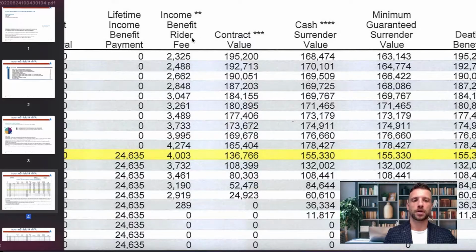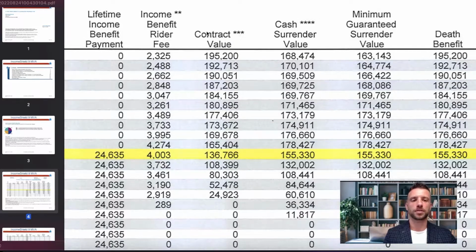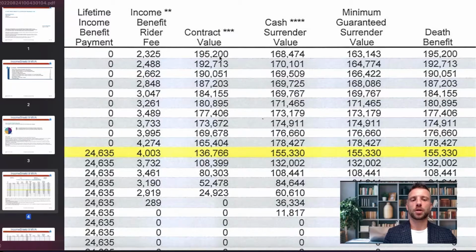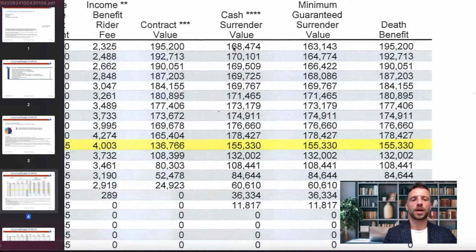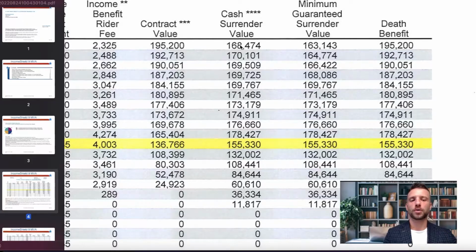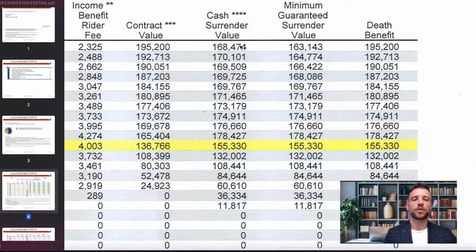We can see that as the contract value is growing, the income base is growing, leaving us with the contract value of $195,200. The cash surrender value is lower than the contract value. That's because almost all annuities include a surrender charge if you leave within some period of time, usually between 5 and 10 years. It depends on the contract. So if you decide the very next day that you no longer want this investment vehicle, well, you're going to receive $168,474 instead of the $195,000.